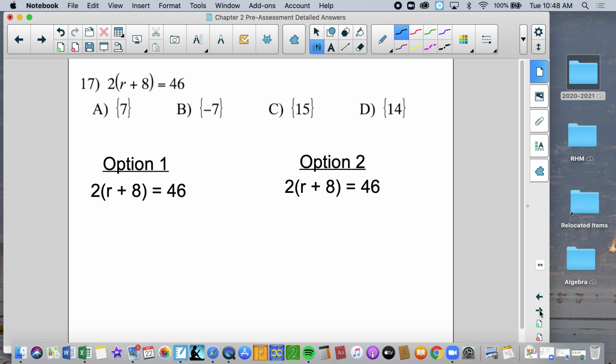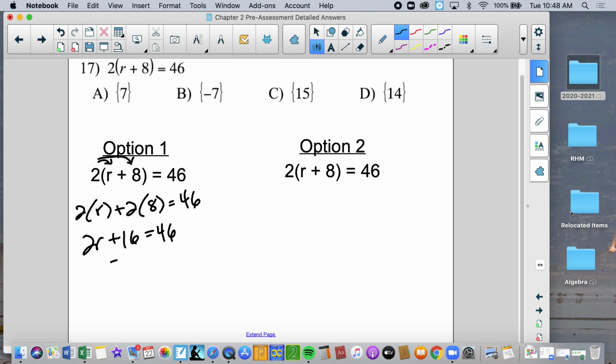So let's do option 1. We're going to distribute the 2 into the parentheses. 2 times r plus 2 times 8 equals 46. That gives me 2r plus 16 equals 46. Now it's a two-step problem. Minus 16 gives me 30 divided by 2, r equals 15.